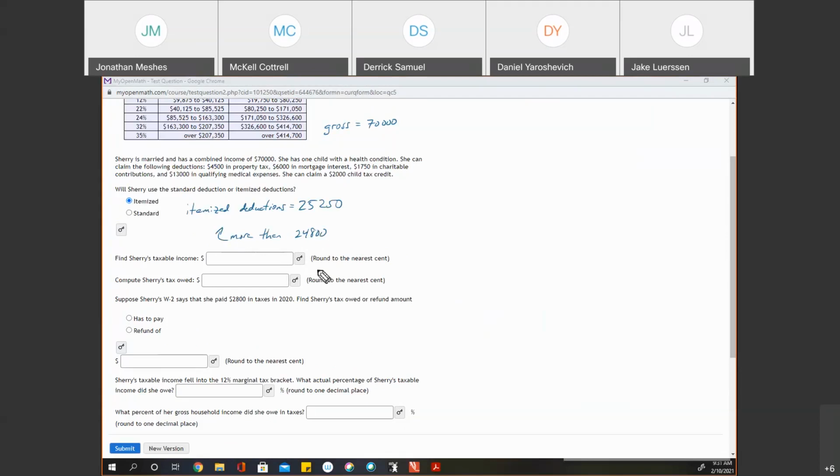Okay. There's no mention of adjustments. So we're just going to say 0 adjustments. So the taxable income is going to be the gross income minus adjustments, which is 0, and then minus deductions. And you can subtract them all individually, but we already added them up and we know that it's 25,250. So we're going to take that 70,000 and then subtract off the 25,250. Okay, so we get 44,750. So that is her taxable income.